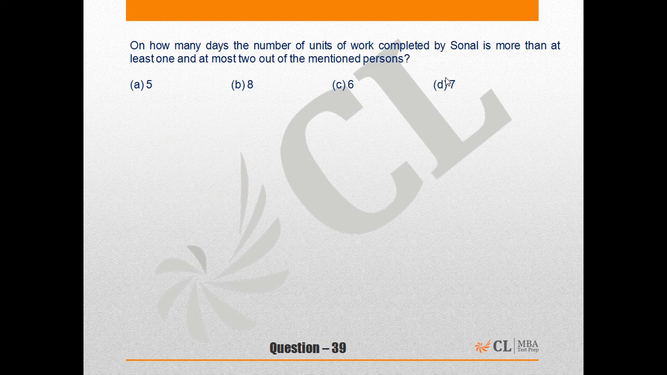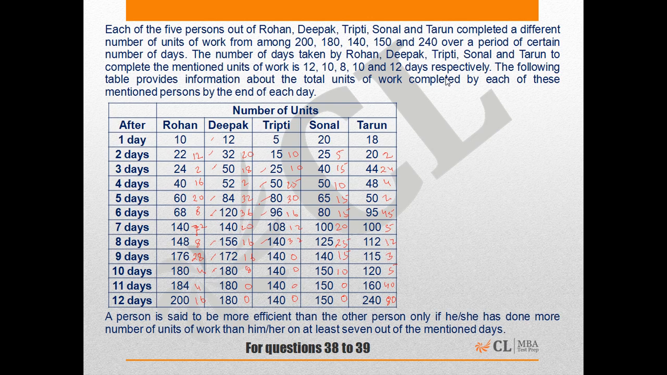Next, on how many days is the number of units of work completed by Sonal more than at least 1 and at most 2 of the mentioned persons? This can be done, although it also requires a lot of comparison. So I have to find the days on which Sonal did more units of work than at least 1 person and at most 2 persons.